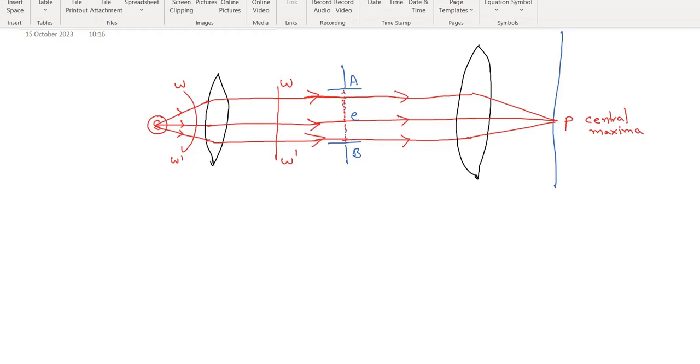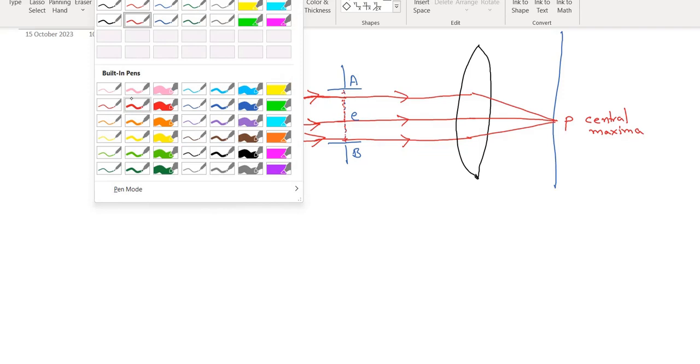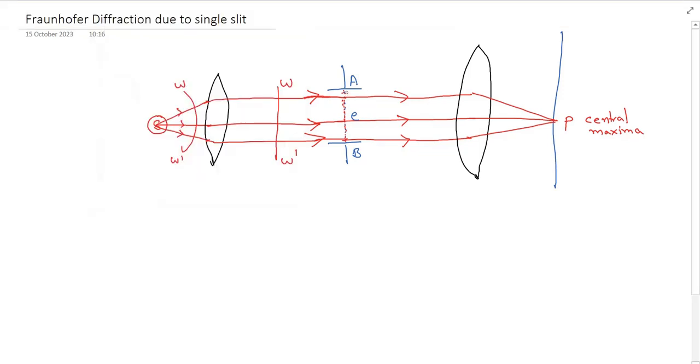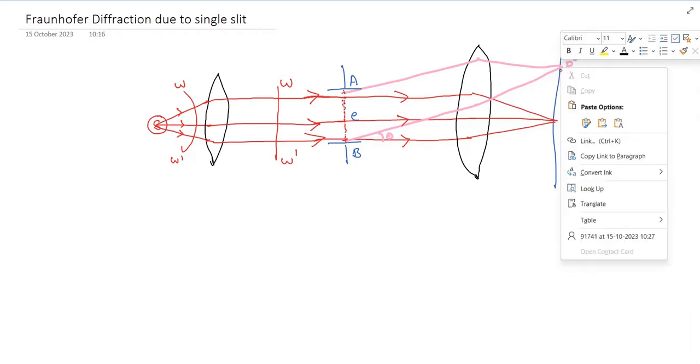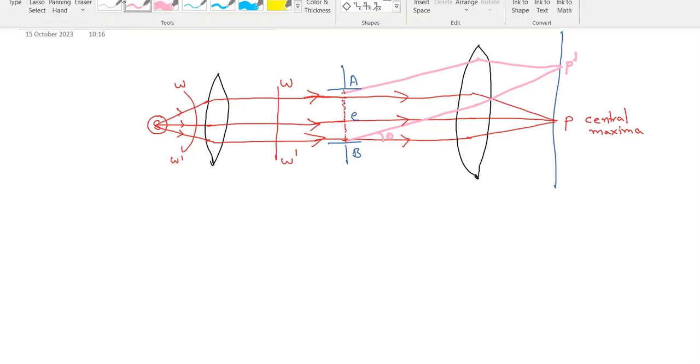Now let us consider another ray which is moving in a different direction. We are looking at other rays which are making an angle theta not equal to 0. They are converging at a new point P'. Now we can understand from this picture that the distances AP' and BP' are not the same. BP' traveled an extra distance compared to AP'. So let us try to find out the path difference in this case.